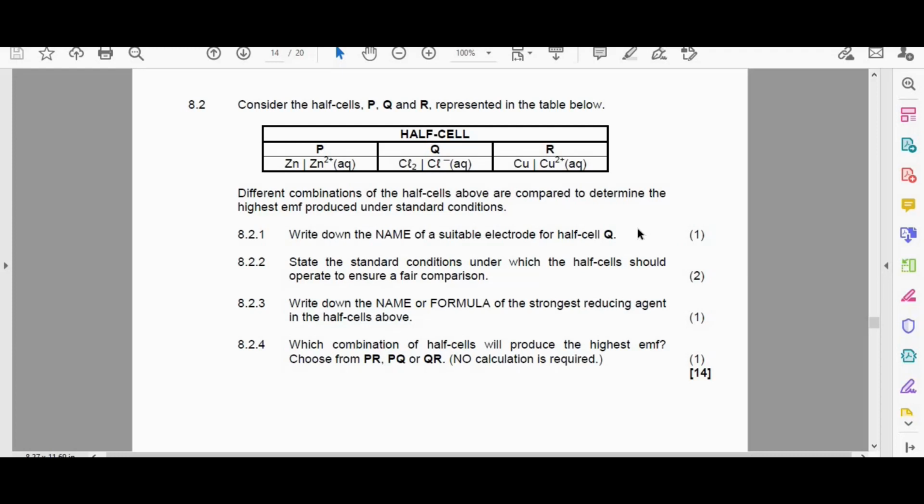8.2.2: state the standard conditions under which the half cells should operate to ensure a fair comparison. There are three that I mentioned, and I told you that the question was coming up. One, the pressure at 101.3 kilopascals. The temperature must be at 25 degrees Celsius, or otherwise 273 Kelvin. And I'm just looking for the third one here.